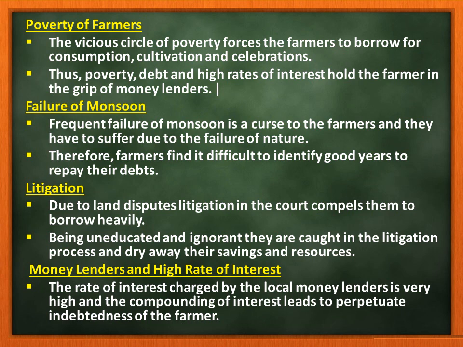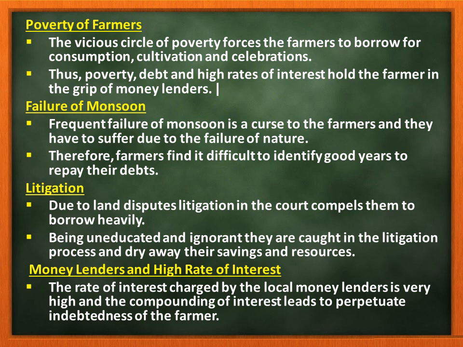Failure of monsoon. Frequent failure of monsoon is a curse to the farmers and they have to suffer due to the failure of nature. Failure of monsoon is a very important point for the farmers. If the monsoon is good and the rainfall is good, what happens? The cultivation will be good and the farmers will be getting more money. If the rainfall fails, what happens? They cannot cultivate the crops. So once again they have to go for money, debt.